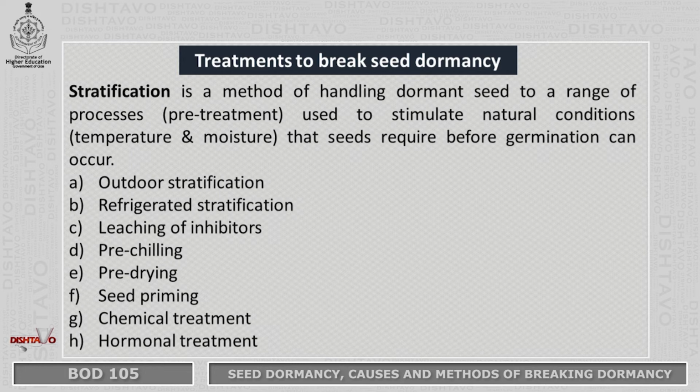The next stratification method is refrigerated stratification. This is an alternative to outdoor field stratification and is referred to as refrigerated stratification, which from the name itself suggests the need of refrigeration. It is useful for small seed lots of valuable seeds that require special handling. Here, the dry seeds should be fully imbibed with water prior to refrigerated stratification.